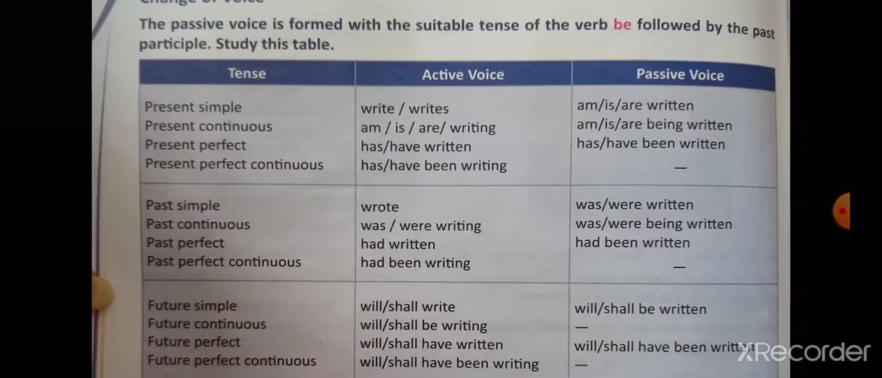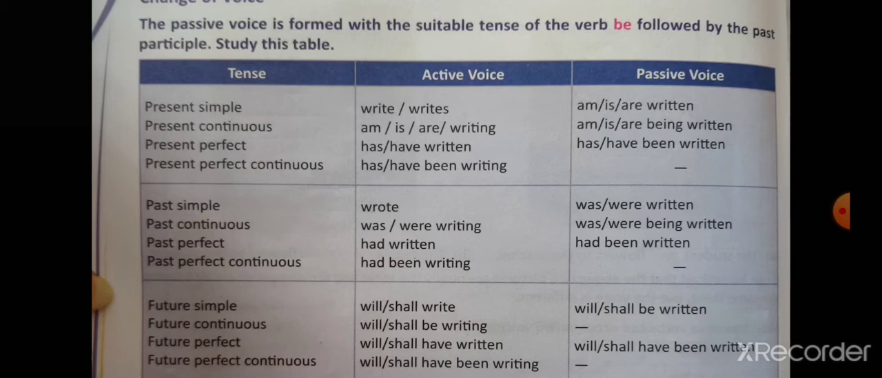In present simple tense, in the active voice, it is write and writes as the verb. But when we change the sentence into passive voice, we write am, is, are according to the subject and the verb in the third form, written. Same in present continuous: is, are, am and writing. In the passive voice, we write am, is, are and being written. Present perfect: has or have written. Here we change it into has or have plus been and then written, the verb in its third form. And present perfect continuous cannot be changed into passive voice.